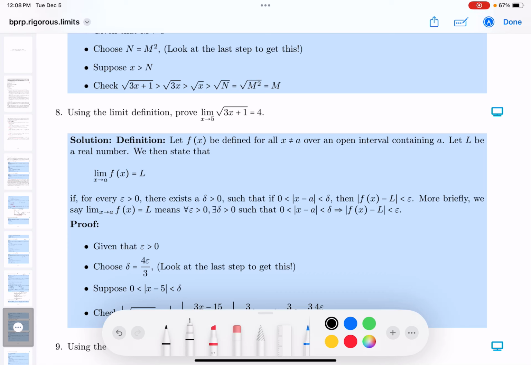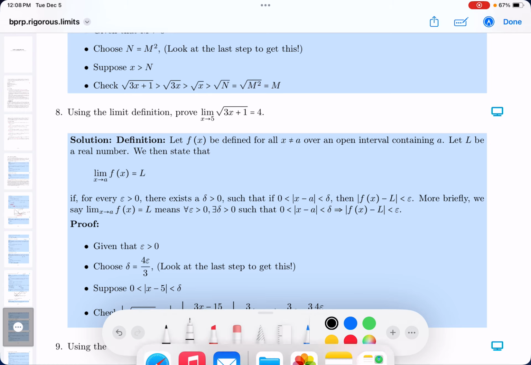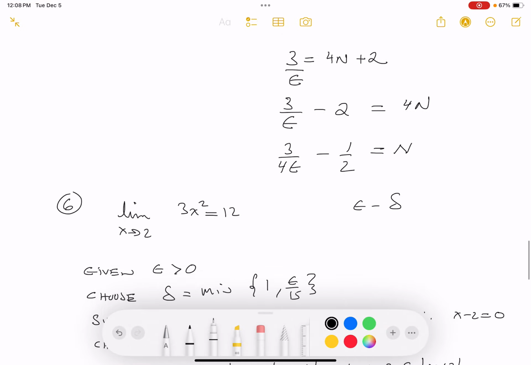Okay, we're on number 8. It says using the limit definition, prove the limit as x goes to 5, which is a finite number, of the root of 3x plus 1 is equal to 4, which is also a finite number. So a traditional epsilon delta definition of the limit. Let's go to the whiteboard, and we'll try to do number 8 now.